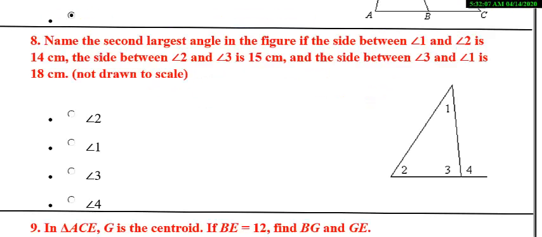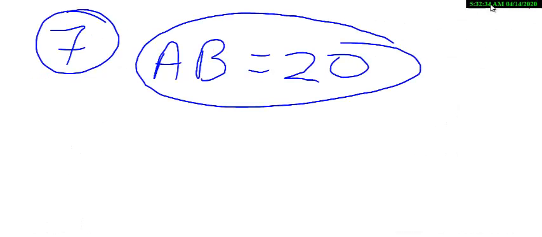Moving to question number 8: name the second largest angle in the figure, if the side between angle 1 and angle 2 is 14 centimeters, the side between 2 and 3 is 15 centimeters, and the side between 3 and 1 is 18 centimeters. We need to get back to the theorem which we had before, that the largest angle is always opposite to the longest side. So I need to re-sketch the triangle here.